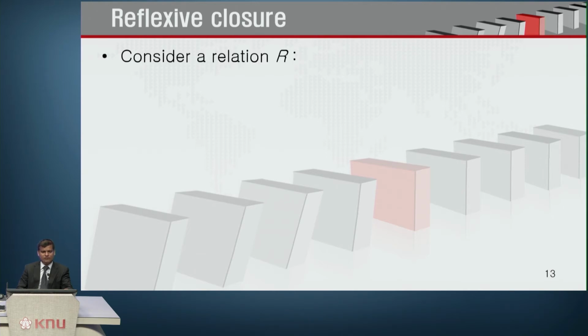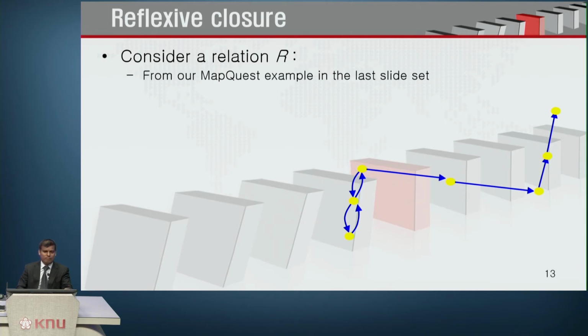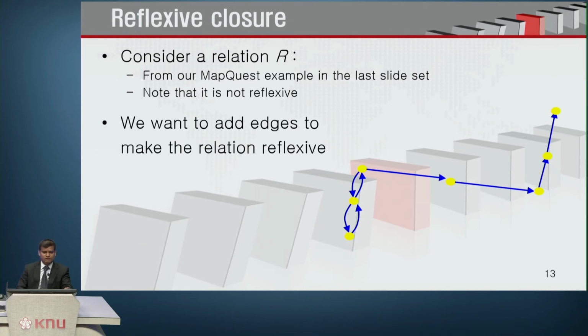Considering the relation R, we are taking this map that we have seen earlier. For the MapQuest example that we had here, note that it is not reflexive. So we want to add edges to make the relation reflexive. What are we going to do to make it reflexive? Can you recall how you make a graph reflexive? Yes, just add the edges, add the loop. All the nodes should have a loop. That's one of the main requirements of a reflexive property.